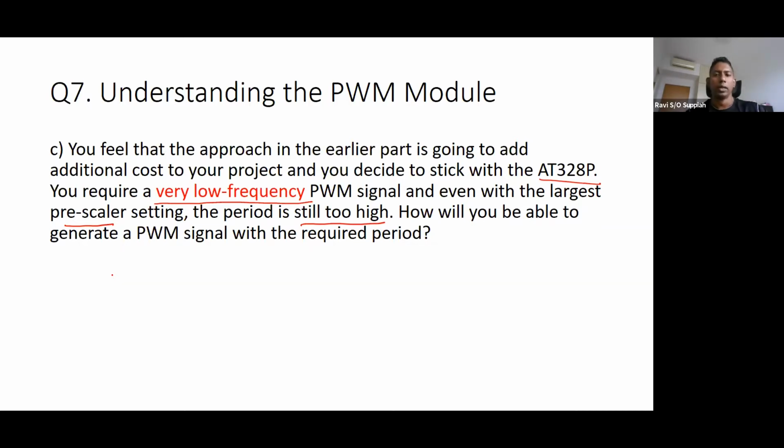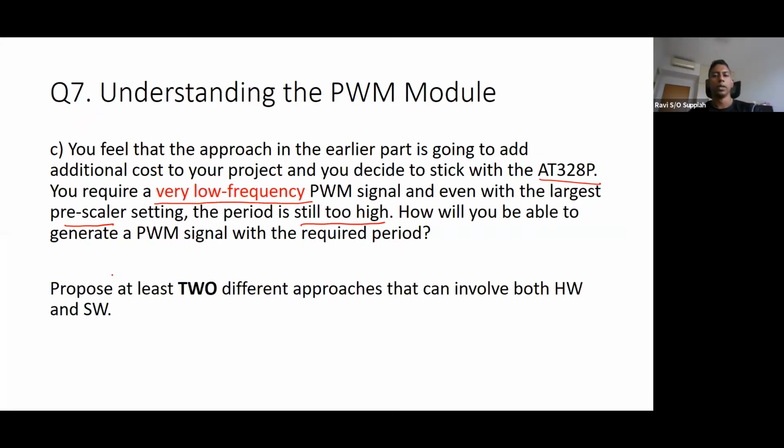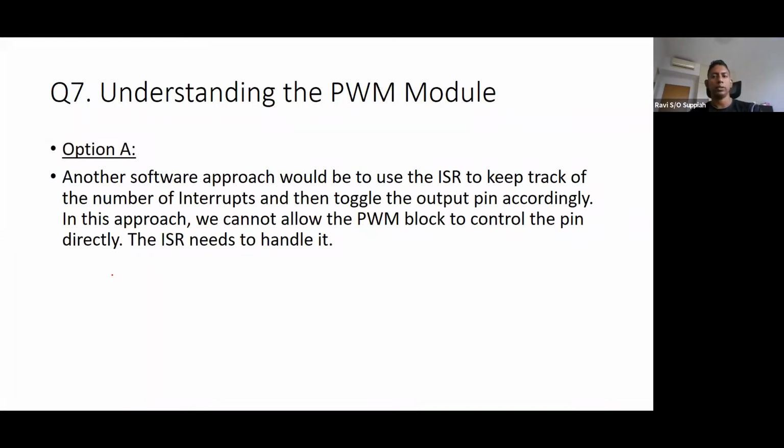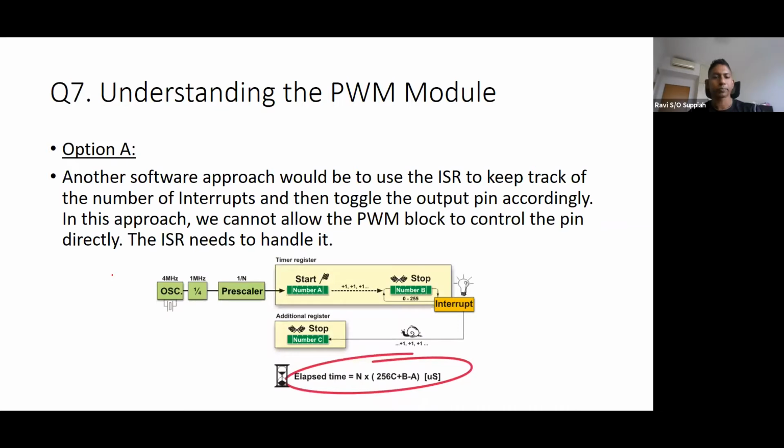All right, because if you're at 16 megahertz and you divide, you get the lowest frequency depending on the prescaler setting. But even after that, it is still not the one that you require. All right, then what can you do? Okay, so there are two possible approaches. Correct. One is you can use ISR.